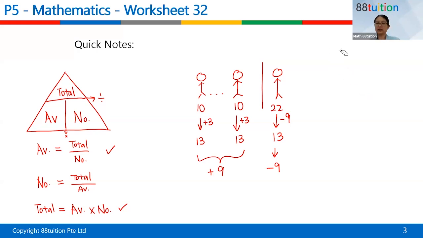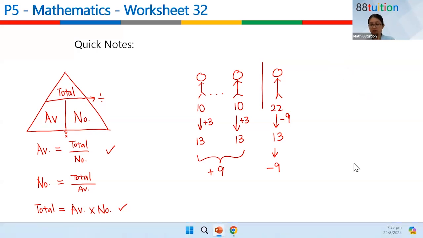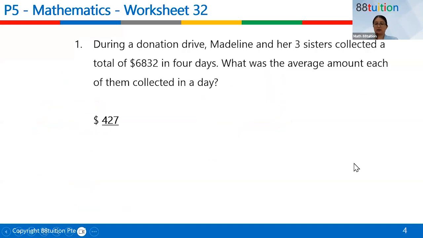Okay. Let's look at the questions. During a donation drive, Madeline and her 3 sisters collected a total of this. A lot of time they give you this type of thing. You need to understand that this person is also a human. A lot of time you are just focused on the number. 3 sisters, so it's 3. No, there's 4 people. What was the average amount each of them collected in a day? So we now know there's 4 people.